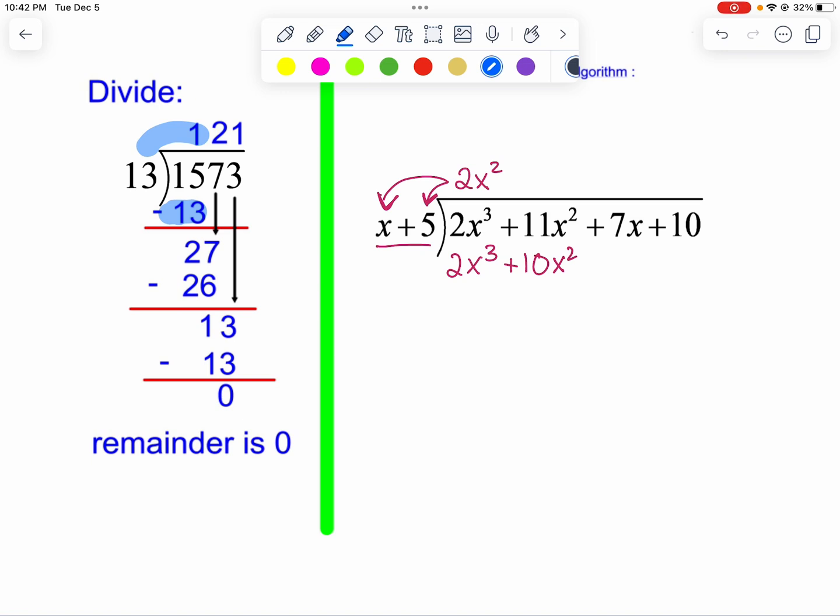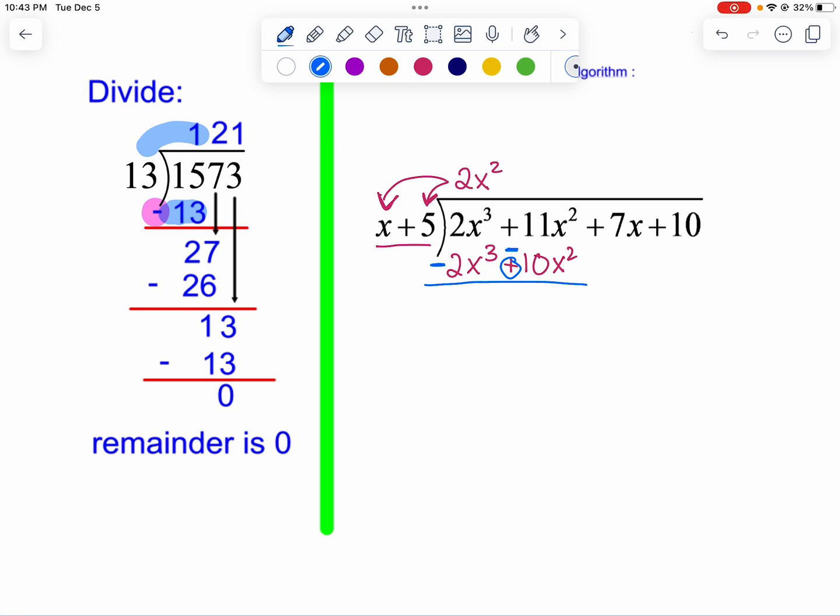Now, after we did our multiplication, what did we do? We subtracted. So I'm going to do the same thing here, and I'm just going to use a different color so that you can see. I'm going to subtract by changing all of the signs, because we know when subtracting polynomials that if we distribute the negative sign to all the terms, it's the same as subtracting.